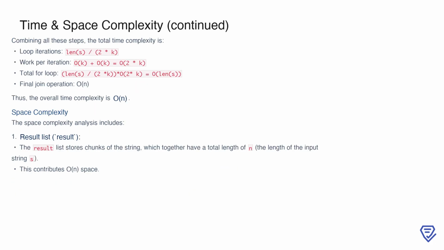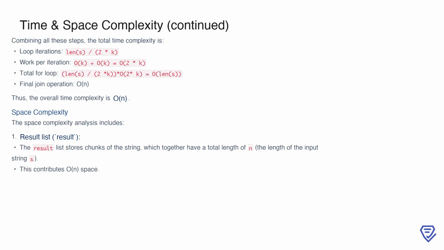Now, combining all the steps, we can calculate the total time complexity. The loop runs approximately len(s) divided by 2k times. For each iteration, the work includes two O(k) operations, one for reversing and one for slicing, making the total work per iteration O(2k). When we multiply the number of iterations by the work per iteration, we get len(s) divided by 2k multiplied by 2k, which simplifies to O(len(s)). Adding the final join operation, which is also O(n), does not change the overall time complexity because len(s) plus n still simplifies to O(n). Therefore, the total time complexity of the algorithm is O(n).